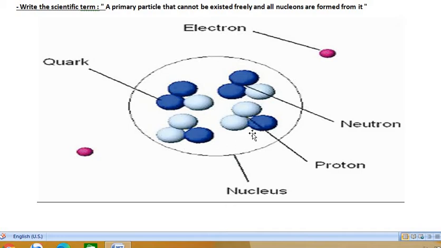The proton consists of UUD quarks, and so its total charge is +1. When you add +2/3 +2/3 -1/3, you get +1. So the charge of the proton is +1.